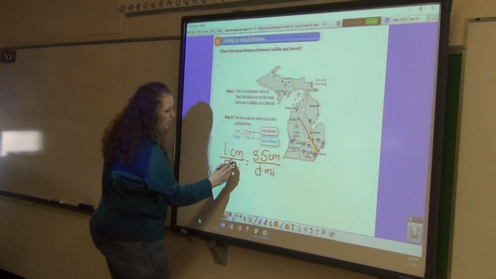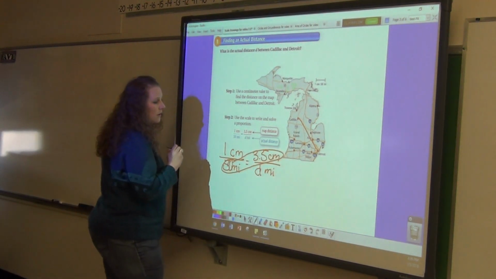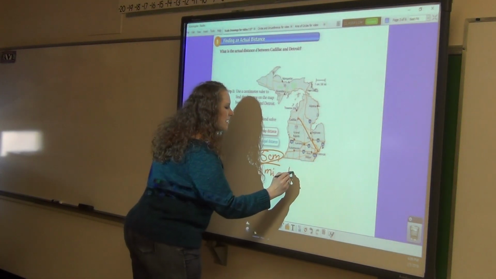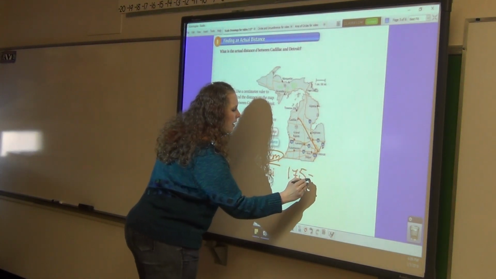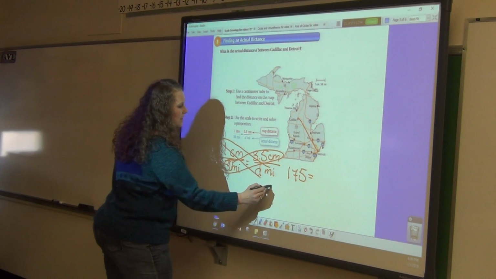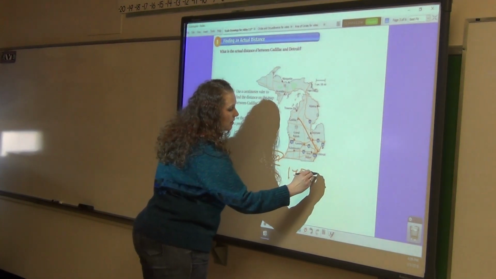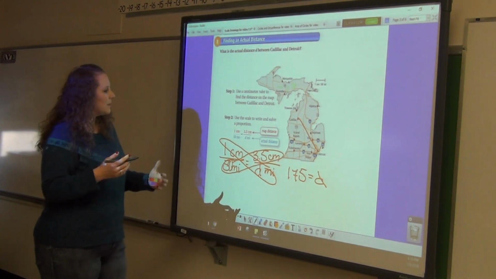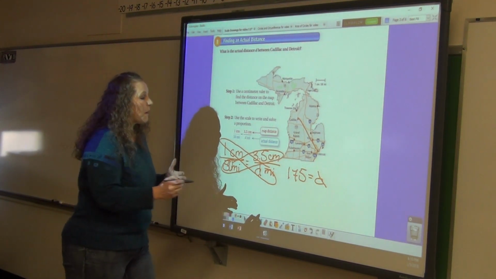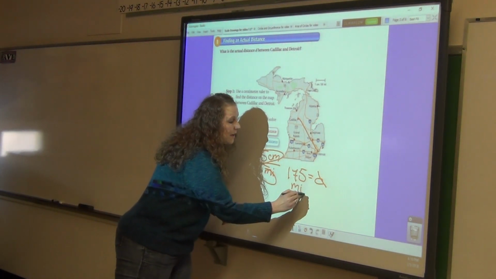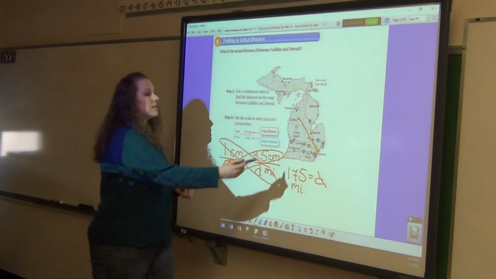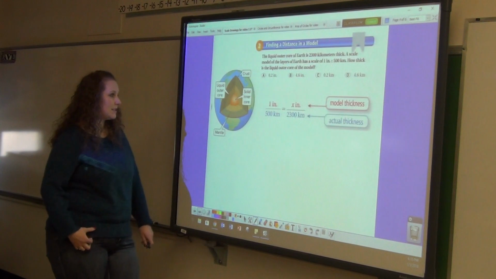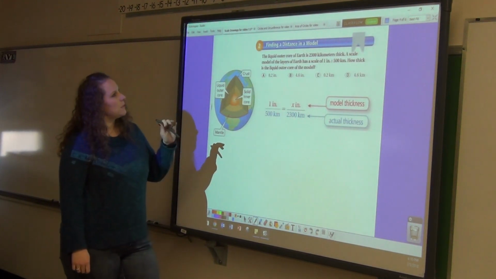So I know that I can do my cross products here. 50 times 3.5 is 175. And then here we have d times 1, so that is just d. All right, so 175 miles, make sure you label it, you have to give it meaning, is the distance from here to here. You can use a map to find the actual distance. This is a really good example too.